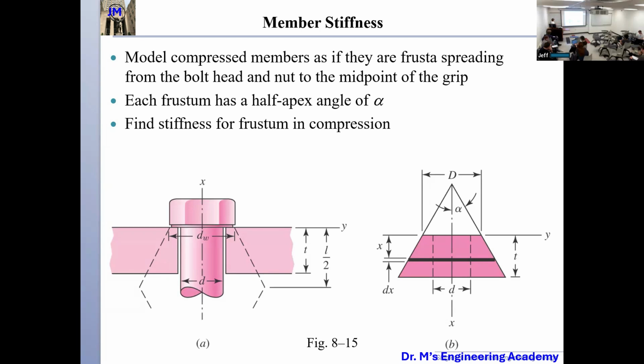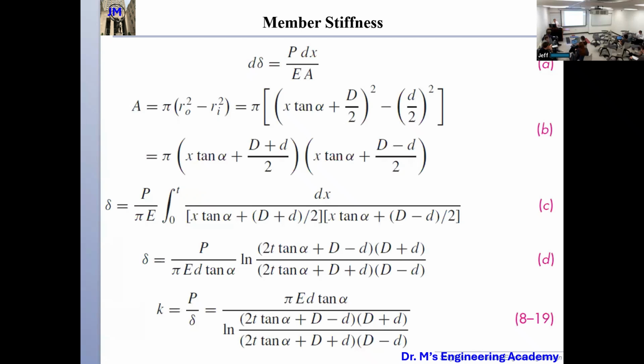So d delta equals epsilon dx, and then we can have this equation. We just plug in P and dx divided by AE. So this is my d delta, only for that small segment. And what is A? A is the cross-sectional area, guys.